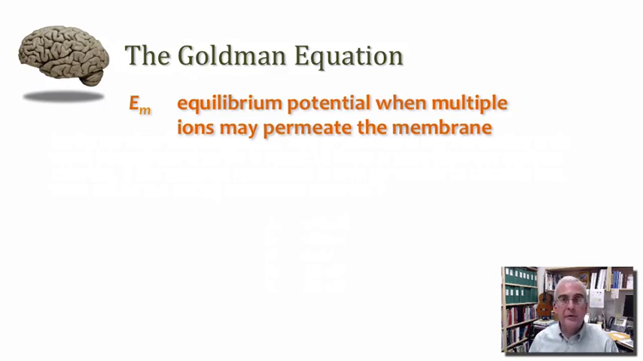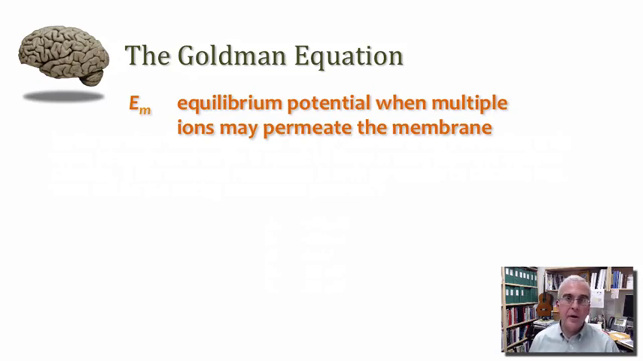And of course, the solutions that are found around neurons and within the cytoplasm of neurons have multiple ions, and membranes on real neurons potentially can allow for the permeation of a large number of different ions. So it's useful to have some formulation that allows us to understand the equilibrium potential at any given moment in time if we know something about what ions can permeate the neuronal membrane, and then something about their concentration gradients.